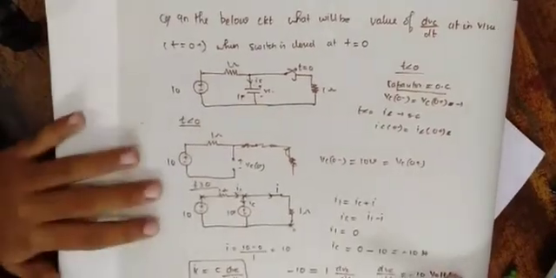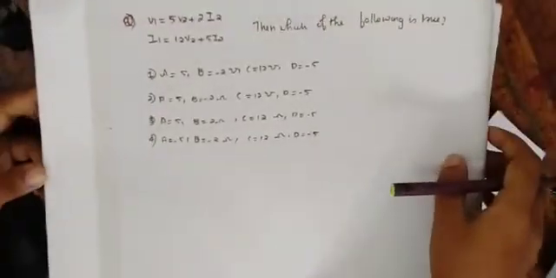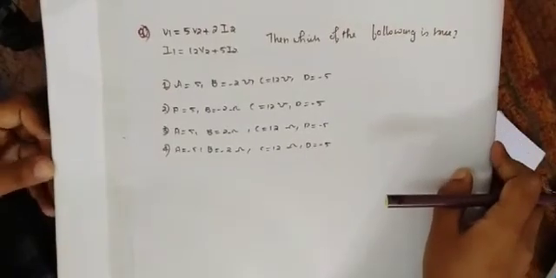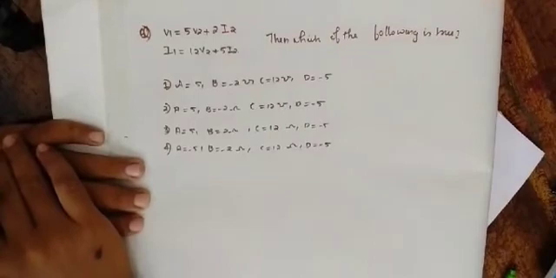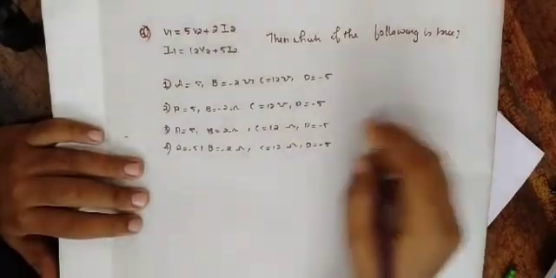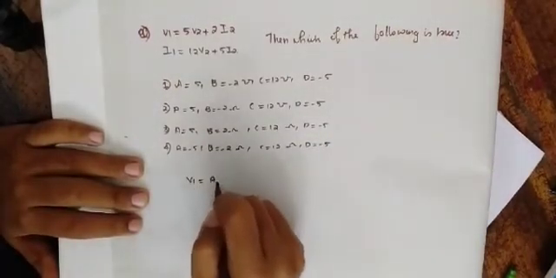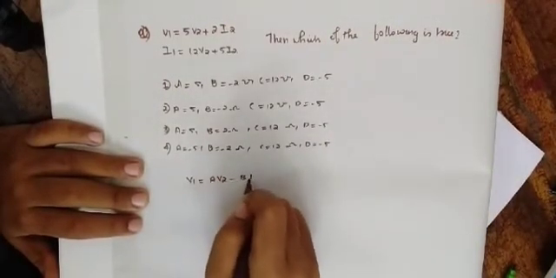Okay, now let's move on to the next question. It is given V1 is equal to 5V2 plus 2I2 and I1 is equal to 12V2 plus 5I2. Then which of the following is true? That is being asked here. So we know that V1 is equal to A V2 minus B I2.